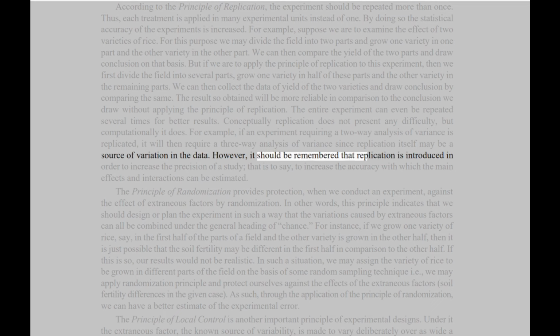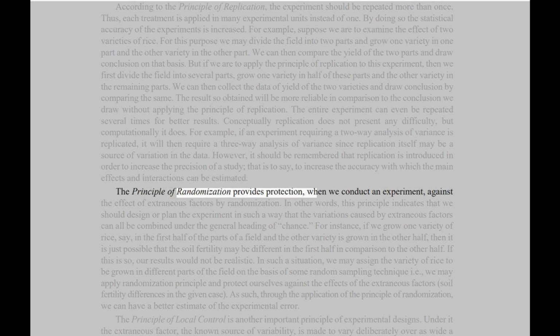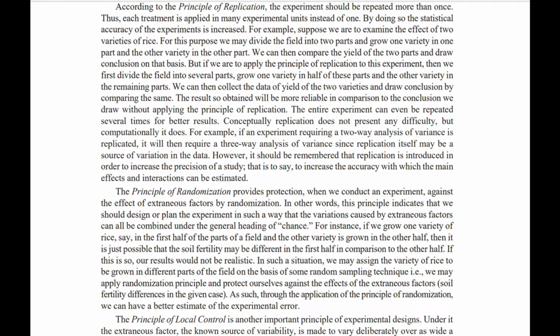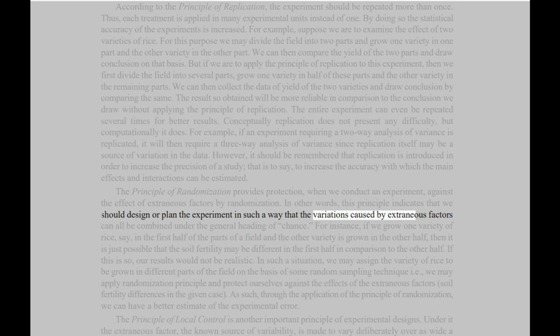However, it should be remembered that replication is introduced in order to increase the precision of a study, that is to say, to increase the accuracy with which the main effects and interactions can be estimated. The principle of randomization provides protection, when we conduct an experiment, against the effect of extraneous factors by randomization. In other words, this principle indicates that we should plan the experiment in such a way that the variations caused by extraneous factors can all be combined under the general heading of chance.